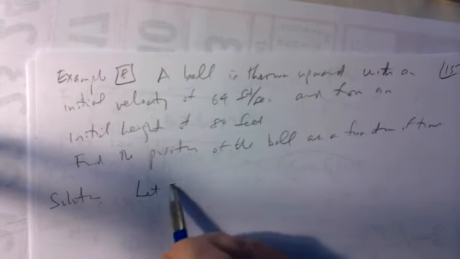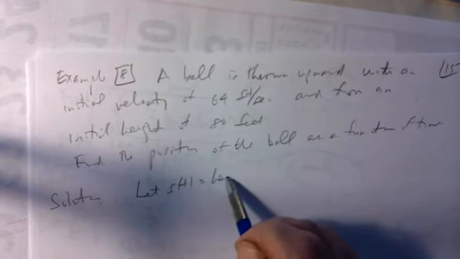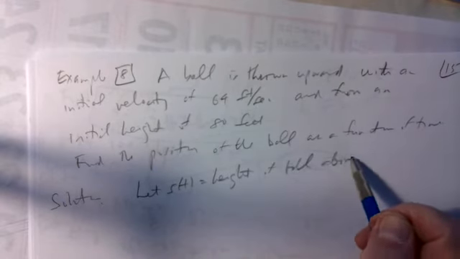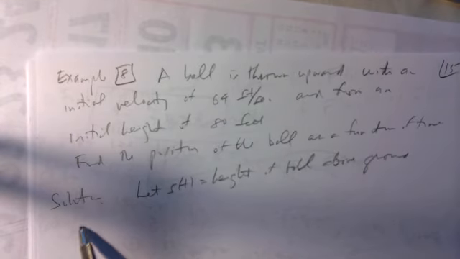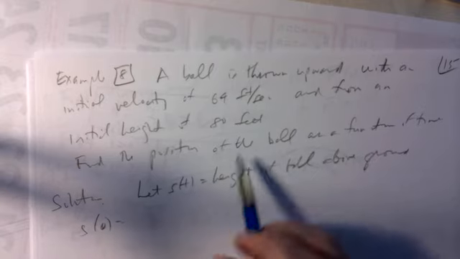So let's solve this problem. Suppose we let S of t be the height of the ball above the ground. So S at time zero is 80 feet. And the derivative of this position is the velocity. So S prime at zero, that's the initial velocity, is 64.